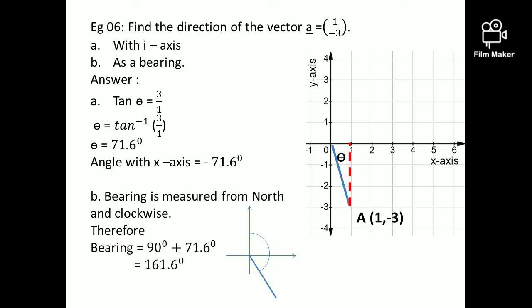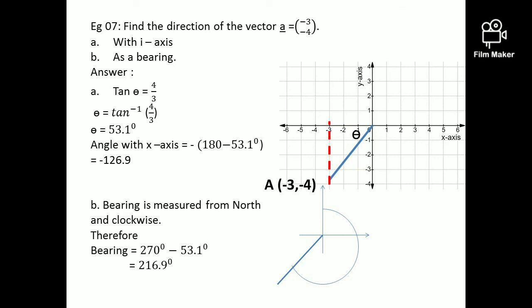As a bearing, you can see how to measure from the y-axis all the way to here. We know that if you start from the y-axis and travel 90 degrees, it reaches the x-axis. Again from the x-axis, you are traveling a further 71.6. Therefore, the bearing value turns out to be 90 plus 71.6, that is 161.6. Hopefully, you understood how to get this answer.